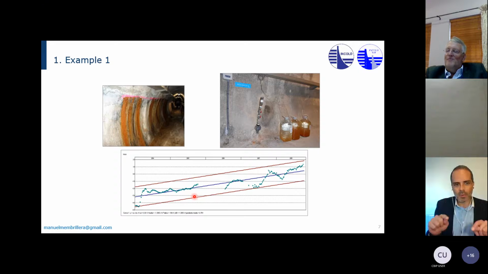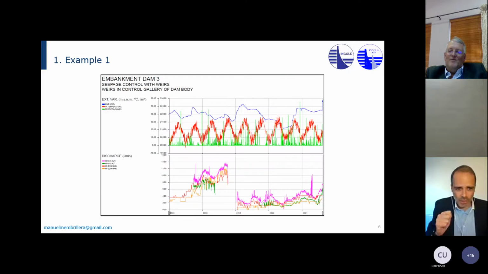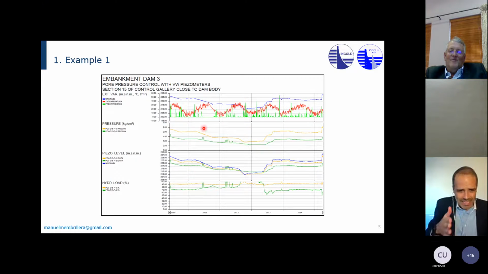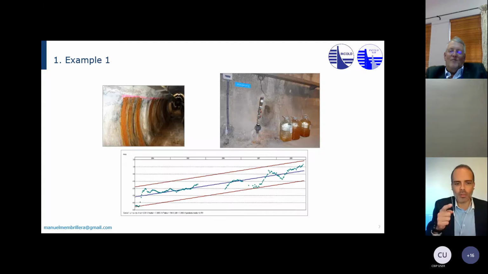So this is an example of how useful a statistical model can be, because this is very clear. And if you go to the readings, it's not that easy to pick up this trend. But the statistical model, if it's properly done, you can really pick it up. And this is just an example of what we had in the inspection gallery.